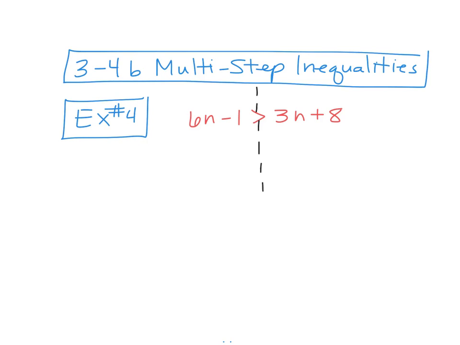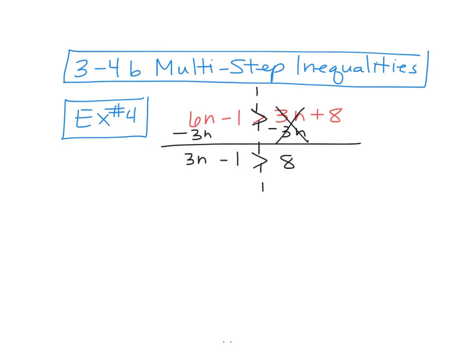But if we're moving something to the other side, we're doing the opposite, right? So if right now I have a positive 3n, I want to get rid of it by subtracting 3n from both sides, right? So 6n minus 3n is going to give me 3n on the left, and then we still have that minus 1. My symbol doesn't change because we're just subtracting so far. And then I have an 8 over here. Okay, so right now it's 3n minus 1 is greater than 8. What would I do next?